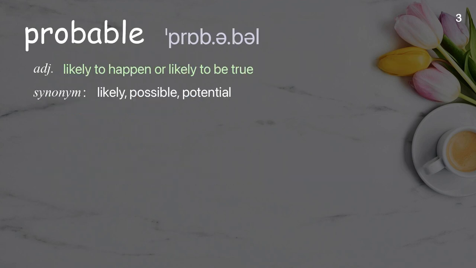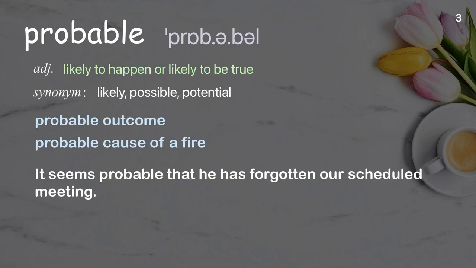Probable. Likely to happen or likely to be true. Examples. Probable outcome. Probable cause of a fire. It seems probable that he has forgotten our scheduled meeting.